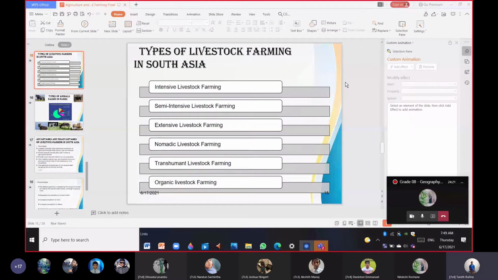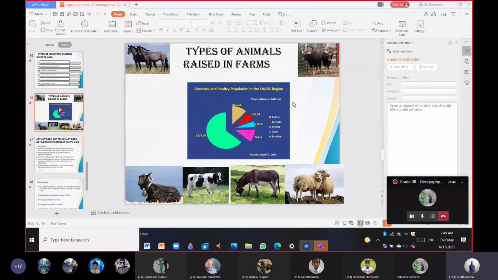So, this is the data collected from the agriculture center under SARC. The common animals that are raised in farms of South Asia. As you can observe, poultry is the most raised animal in South Asia. Then secondly, cattle. Thirdly, goat, and the fourth and fifth places are taken by sheep and buffalo.